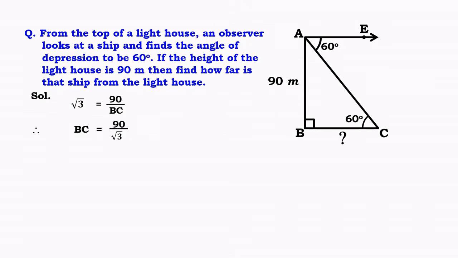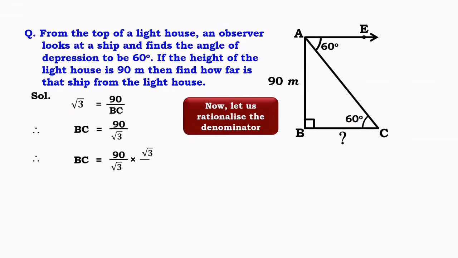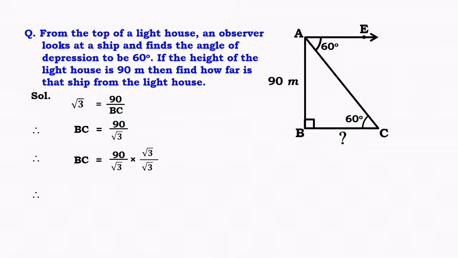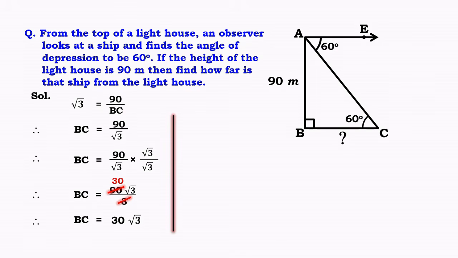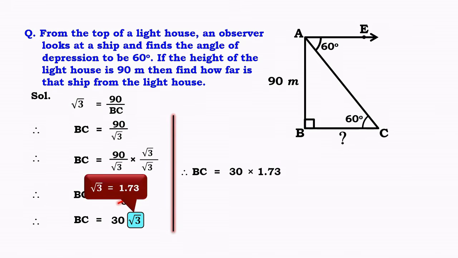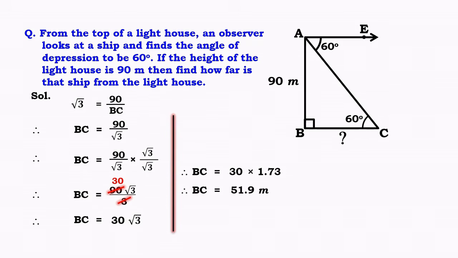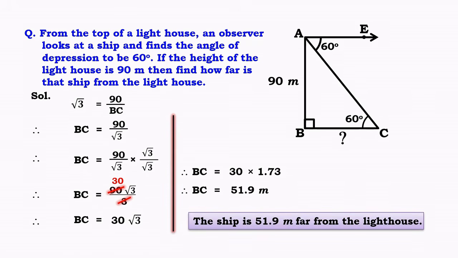Now, let us rationalize the denominator. We multiply both the numerator and the denominator by root 3. Therefore, BC is equal to 90 multiplied by root 3 divided by root 3 multiplied by root 3. Since root 3 multiplied by root 3 is 3, we get BC equal to 30 root 3. We are given that root 3 is equal to 1.73. Therefore, BC is equal to 30 multiplied by 1.73. So, BC is equal to 51.9 meters. Therefore, the ship is 51.9 meters far from the lighthouse.